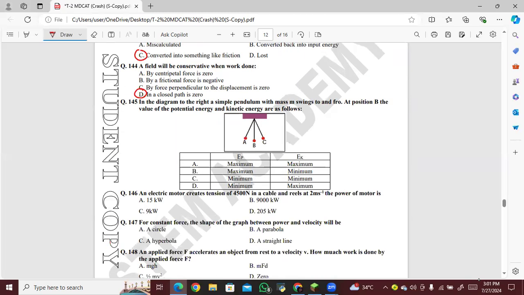145. In the diagram, a simple pendulum with mass m swings to and fro. At position B, the value of potential energy? This is the mean position. At this position, potential energy is minimum, while kinetic energy is maximum. So the answer is D.